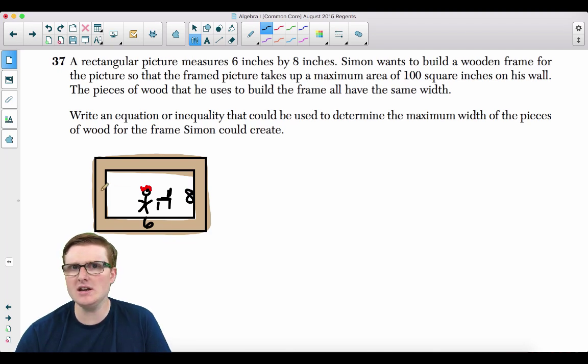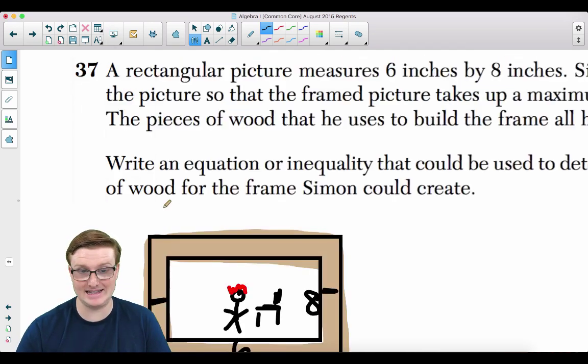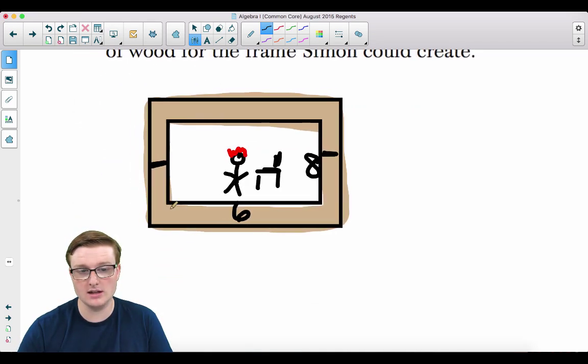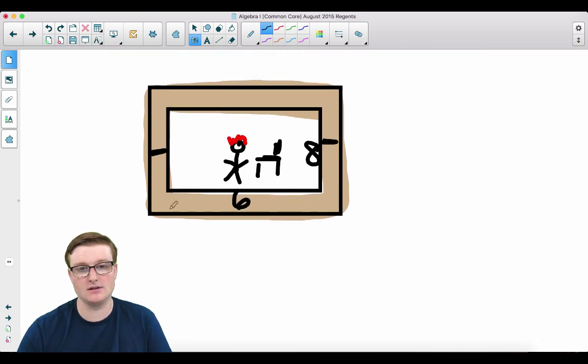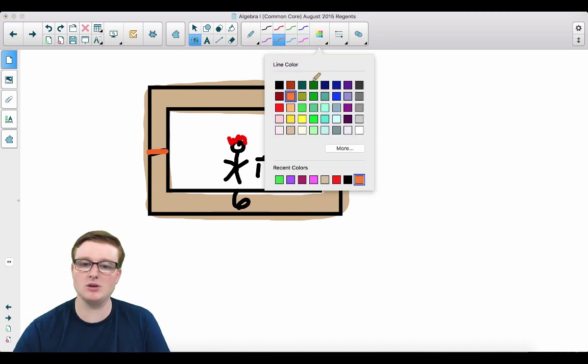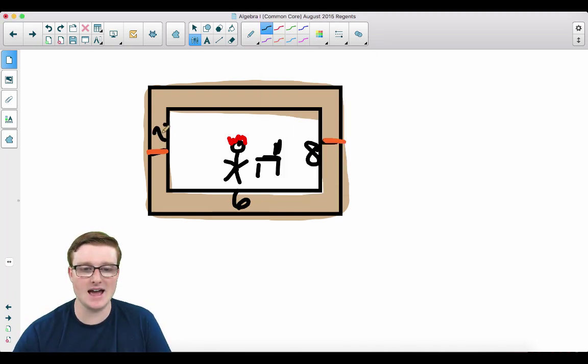Now, do we know the distance from here to here or from here to here on the picture frame? If I zoom in a lot, do we know the distance from here to here or from here to here? No, we do not. So what I'm going to do is call that X and X. And the reason why is this.